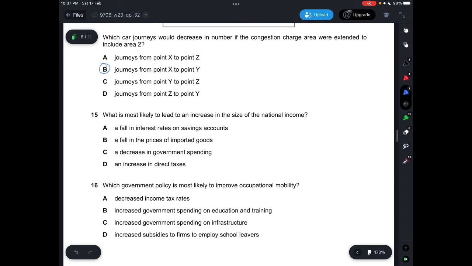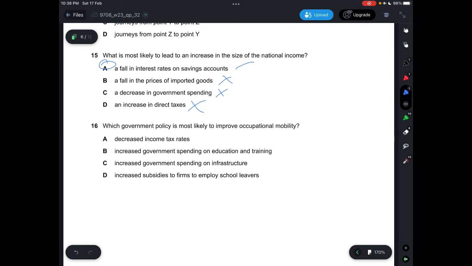Question 15. What is most likely to lead to an increase in the size of the national income? In order to increase the size of national income, you have to increase your aggregate demand. Let's look at A. A says a fall in interest rates on savings account, which will increase expenditure, which is correct. B says a fall in the price of imported goods, which will result in a higher outflow of money, so this is not correct. C says a decrease in government spending, which will result in less income, so it's incorrect. D says an increase in direct taxes, which will result in less purchasing of goods, so this is also not correct. So answer has to be A.